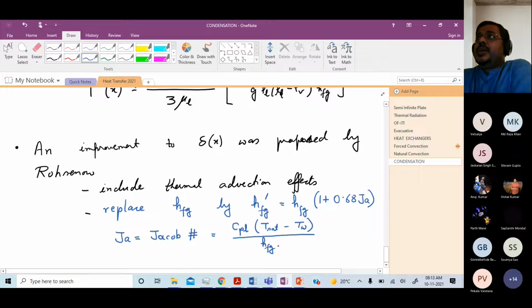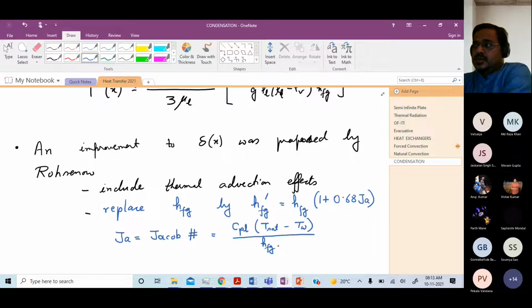And let me also tell you that there is an award called the Max Jacob Award, which is considered the highest recognition in the field of heat transfer. We don't give Nobel prizes in engineering, right? But the Max Jacob Award is often loosely called the Nobel Prize of Thermofluids Engineering. All right, so Jacob number.